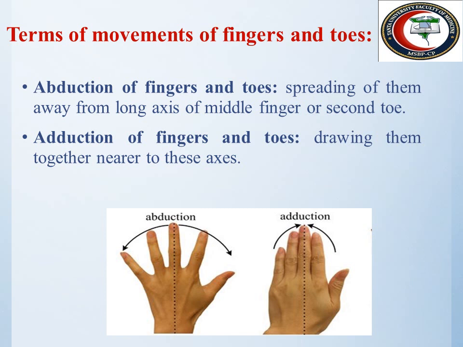Terms of movement concerning fingers and toes. Abduction of fingers and toes means spreading them away from the long axis of the middle finger in the hand or the second toe in the foot. Adduction of the fingers and toes means drawing them towards the middle finger in the hand or the second toe in the foot.